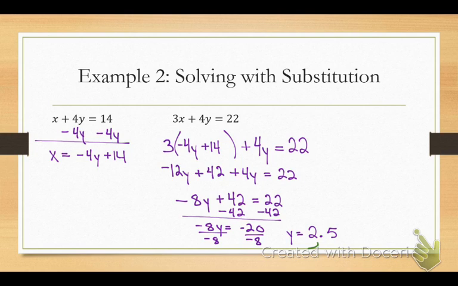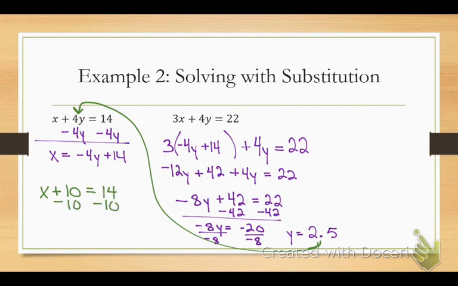Oh yeah, okay, so he took it all the way back to the beginning. X plus 4 times 2.5, okay? So 4 times 2.5 is? No, 4 times 2.5. 10, okay? So then he said x plus 10 equals 14. Subtract 10, x equals 4. x equals 4. Okay? All right.